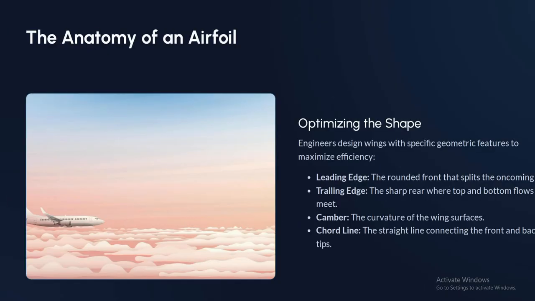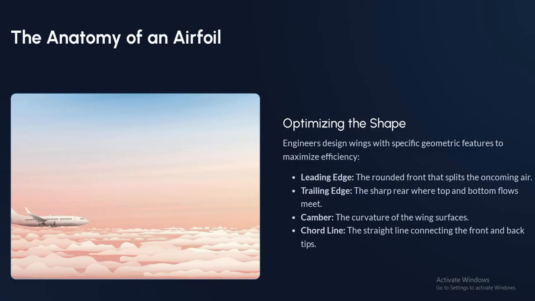Okay. The anatomy of an airfoil. So, optimizing the shape. Engineers design wings with specific geometric features to maximize efficiency. First off, the leading edge, the round front that splits the incoming air. Second, the trailing edge, which is the sharp rear end where the top and bottom flows meet. Now the camber: the curvature of the wing surfaces, and chord lines, which are the straight lines connecting the front and the back tips. Look at this little picture.